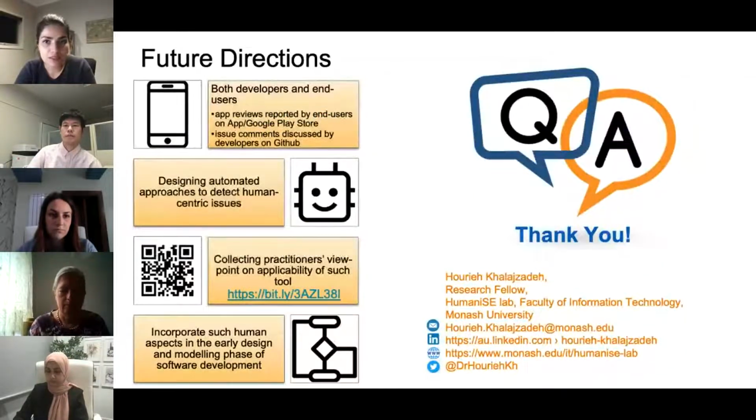We are extending this work by looking at not only developers' discussions, but also the issues that end users report through app reviews on the App Store and Google Play stores. We have also built a more comprehensive set of human-centric issues. We have also developed a smart tool to automatically detect such human-centric issues and are looking for practitioners' feedback on them.